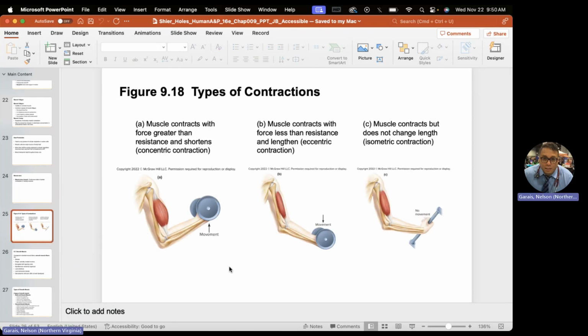Next, there are 3 types of contractions, and let's look at 3 stories. The first story is, I'm going to the gym today, and I picked up a 10-pound weight. I know I haven't worked out in a little bit, but what will I be able to do? I should be able to pick up that weight, and if I can, there is contraction, and the muscle will get shorter. So if the muscle gets shorter, that's called concentric contraction.